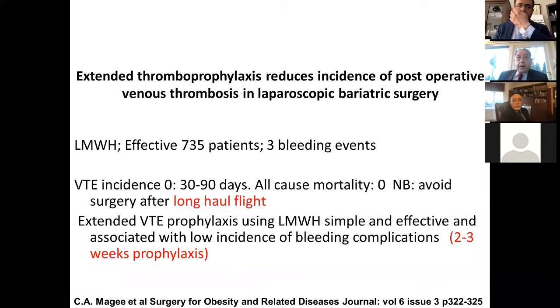A word about long haul flight. For non-emergent surgery, surgery really has to be delayed after long haul flights, because sitting on a chair in an aeroplane for 8 to 10 hours and a week later having surgery, you're inviting problems with pulmonary embolism. It can be fatal, even if you give thromboprophylaxis therapy. So avoid non-urgent cases until the effect of the long-haul flight is finished.